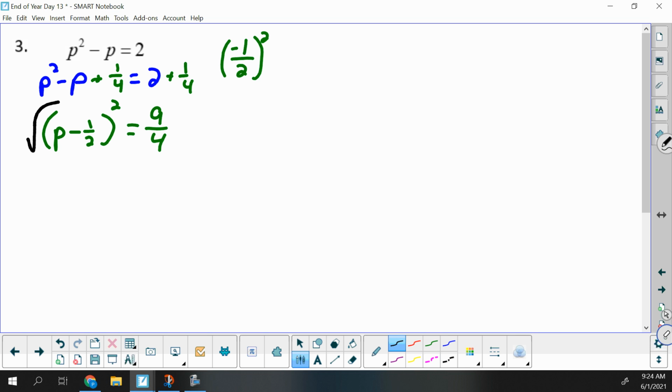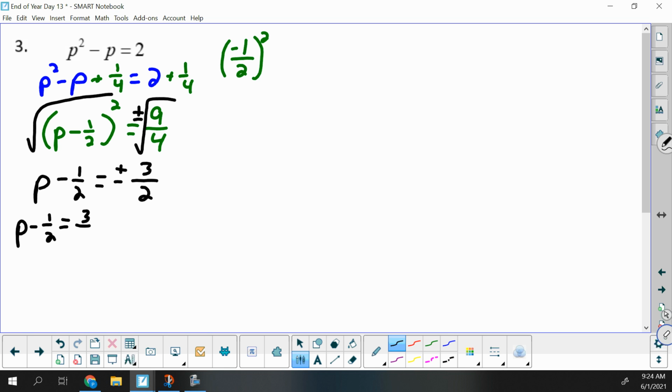We'll now take the square root of both sides, remembering to put the plus and minus in front of the side that did not have the squared. On the left, the square and the square root wipe out, so we have p minus 1/2. On the right, we're going to have plus and minus, and we just do the square root of both parts. Square root of 9 is just 3. Square root of 4 is just 2. And now we'll just write two separate equations. p minus 1/2 is equal to positive 3/2, and p minus 1/2 is equal to negative 3/2.